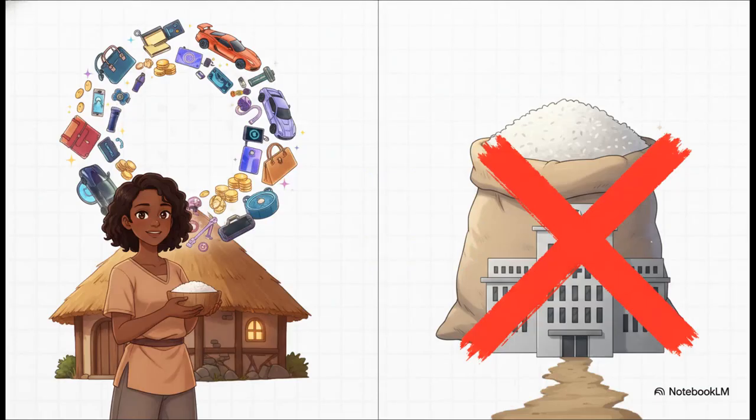Let's wrap this explainer up with a quick exam alert to help you maximize your score. First, a really common mistake. Please do not confuse an economic want with an economic need. A need is strictly essential for survival, like basic food and shelter. A want is anything beyond that. And remember, human wants are infinite.